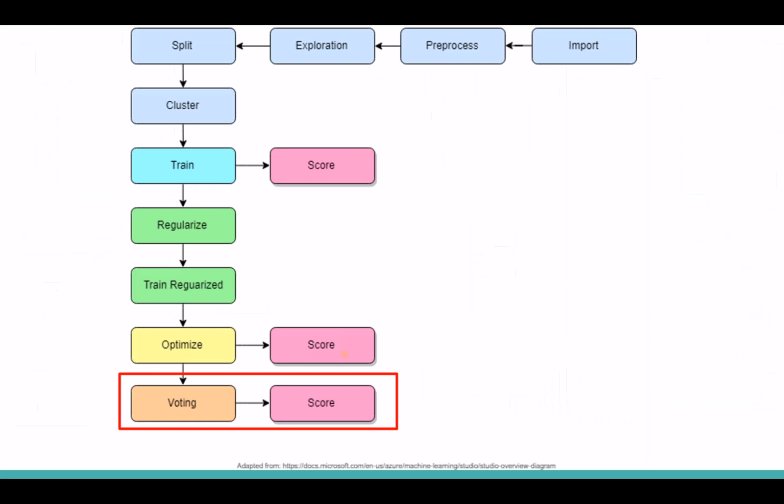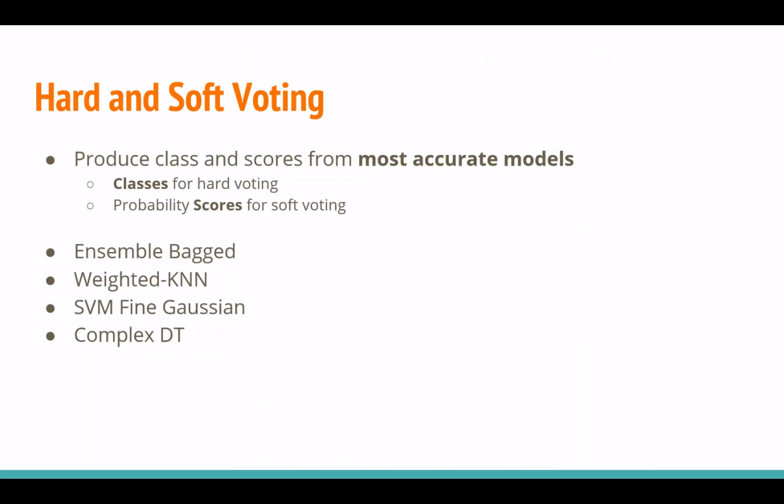A resulting confusion matrix. So now we're just going to do the voting, the final step. We're going to explore hard, soft voting, and then model of models. The two voting methods are different. They're going to result in different results, and we're going to use, for the hard voting, the classes and probability scores for the soft voting.